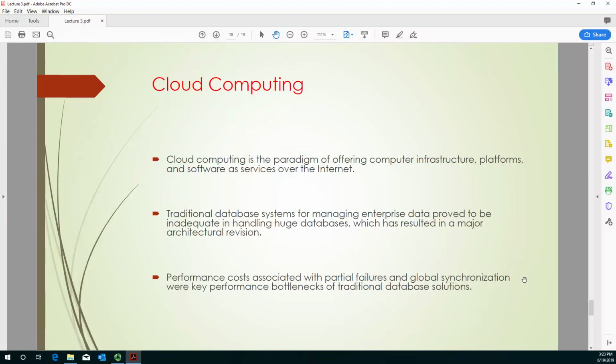So what is cloud computing? Cloud computing is a paradigm of offering computer infrastructure, platforms, and software as a service over the internet. A lot of software these days is available online. These days, when you buy software, they ask you, do you want to download a copy, or do you want to subscribe for $20 a month or $10 a month, or do you want to pay $300 for a one-time copy? Keep in mind, your one-time copy might become old in a year or so, and you might have to purchase again. So the smart thing to do is get a subscription.